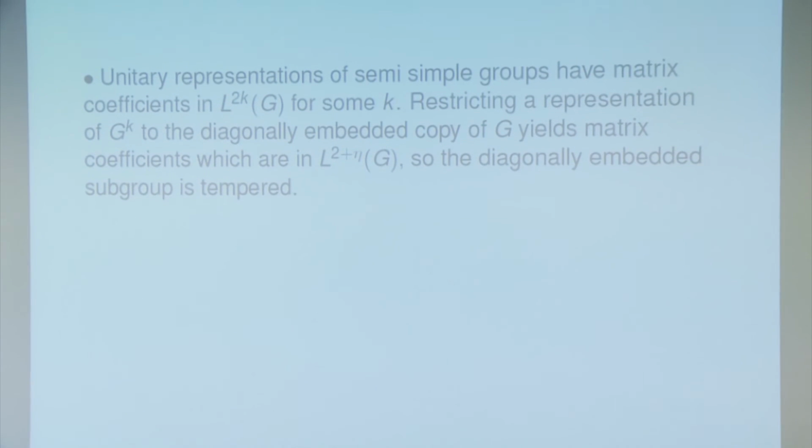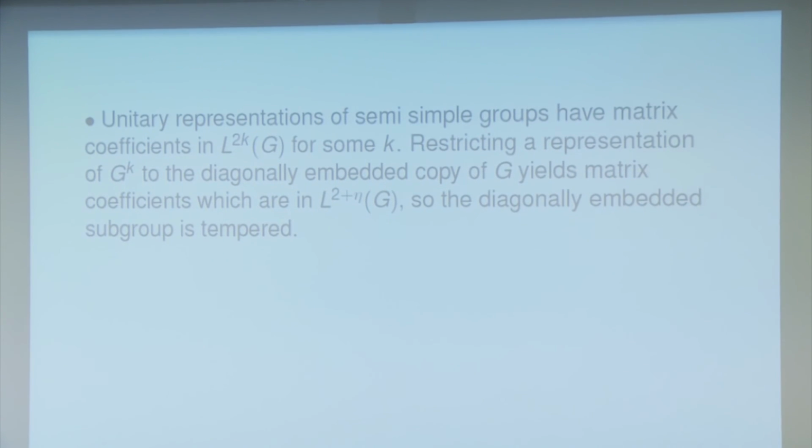And finally, unitary representations of a semisimple group have matrix coefficients in L2k of G for some k. This is also a very well-known classical fact in representation theory. So this means that if you restrict a representation of G to the diagonally embedded copy of G, this will give you matrix coefficients which are in L2 plus eta of G. So the diagonally embedded group is in fact tempered. And if you remember, we had a diagonally embedded group, for example, SL3 embedded diagonally in SL3 times SL3. This was the structure of the constant determinant variety.